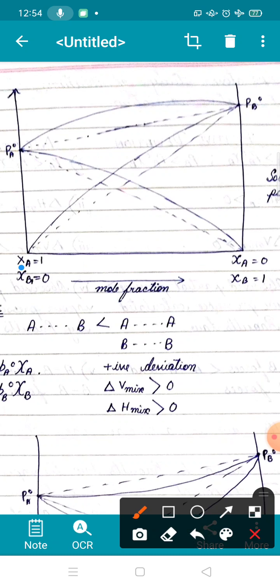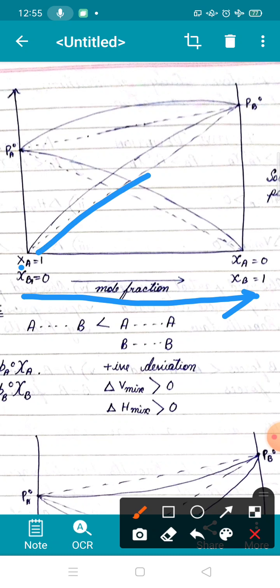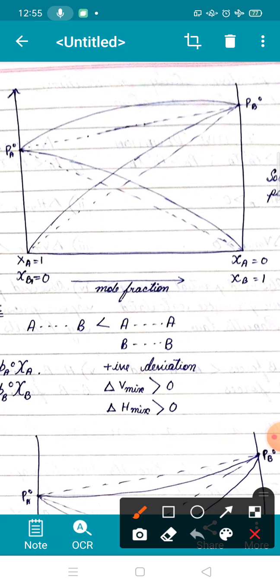In exactly the same way, as chi B is increasing from here to here, the PB is also expected to increase. It is increasing, but not following Raoult's law. It is not following the straight line, rather it is forming a parabolic path. Now how much will the total pressure be? The total pressure will no longer be PA plus PB. It will be above the PA-PB line, and it is also forming a curved, parabolic line.